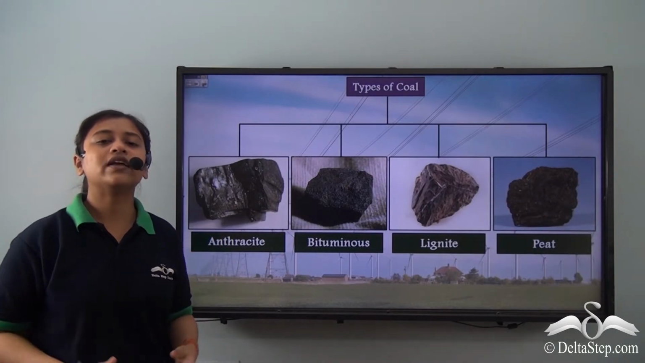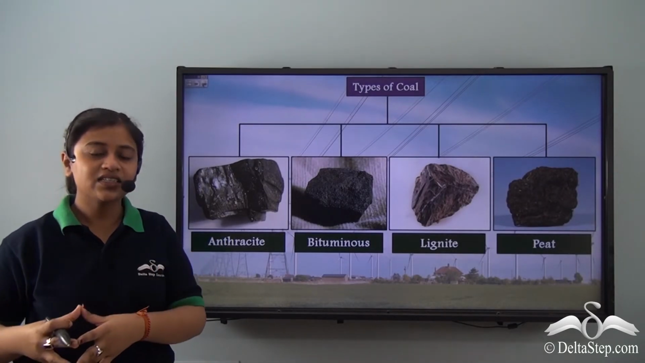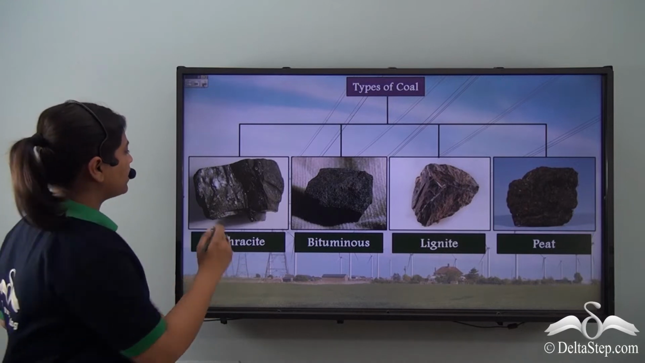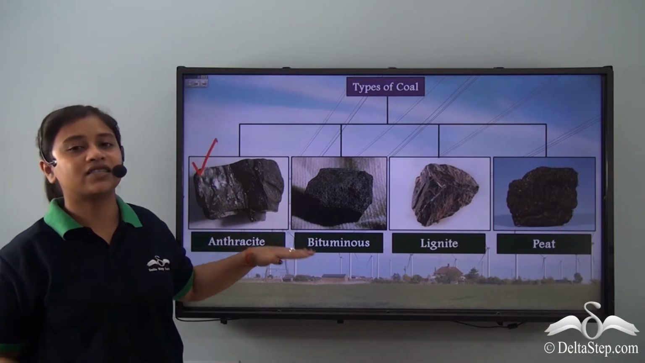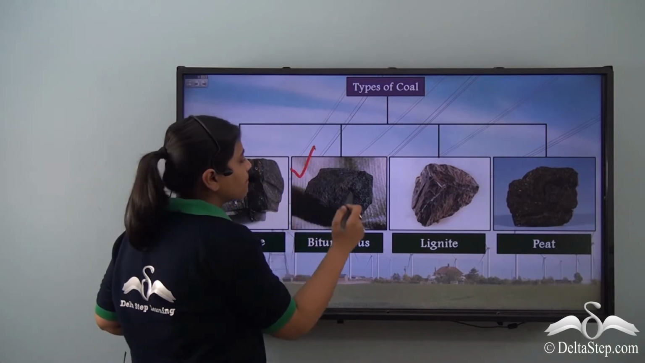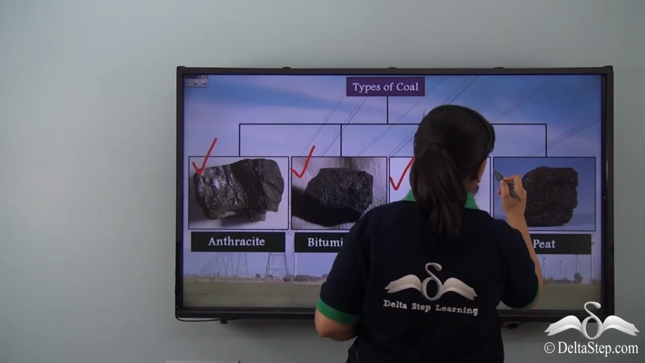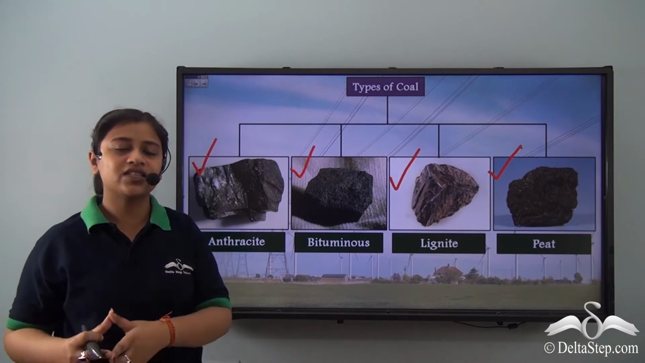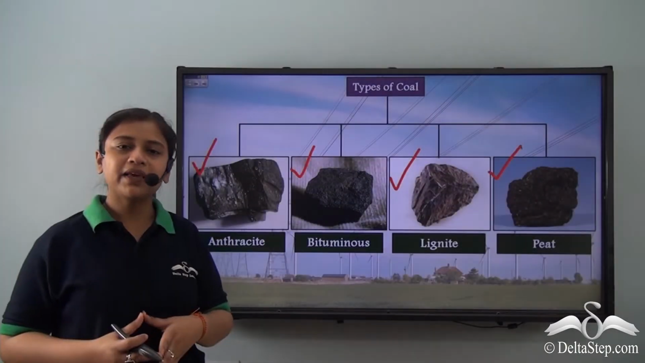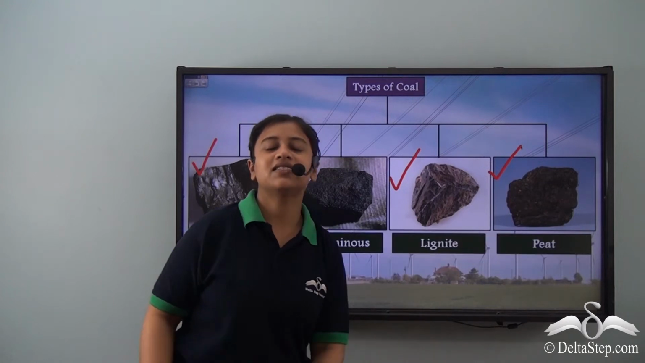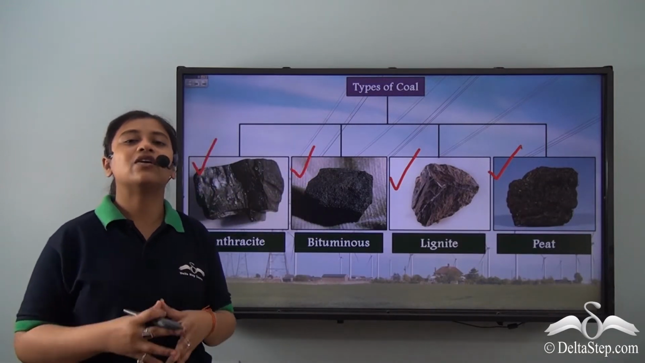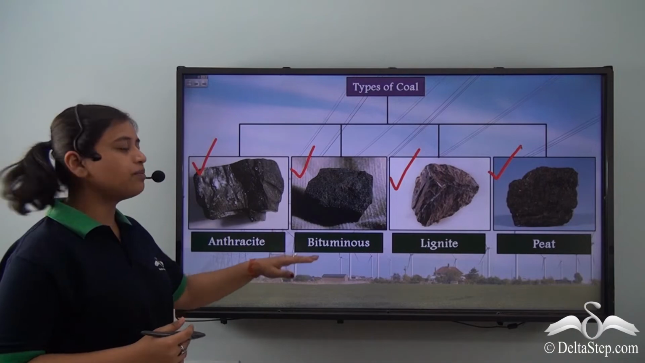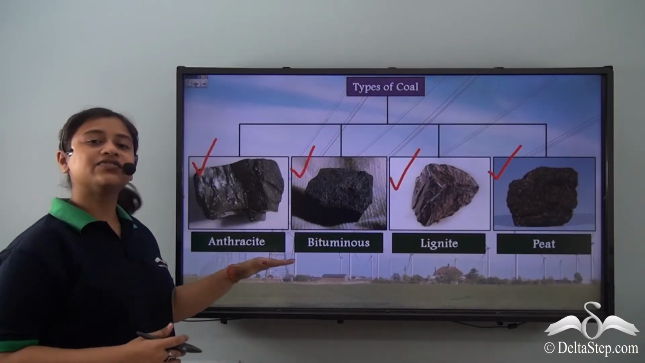However, not all coal is of the best quality. It can be graded depending upon the carbon content in the coal. The best quality coal is anthracite, which has the highest carbon content, followed by bituminous, which is followed by lignite, and then we have peat. So we can say that here anthracite has the highest carbon content, so it is the best quality coal, whereas peat with the lowest carbon content has a very low economic value because the carbon content is not as high, so the quality is not as good as anthracite or bituminous or lignite. So these were the different types of coal.